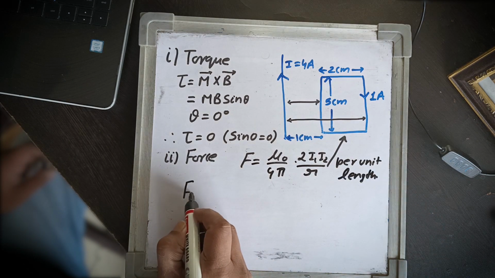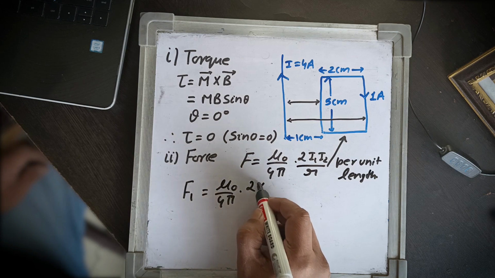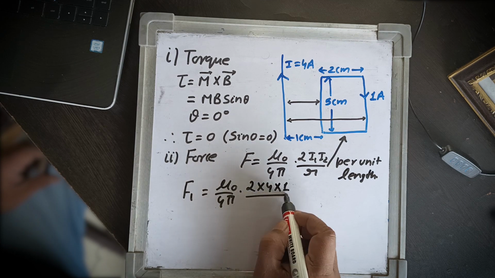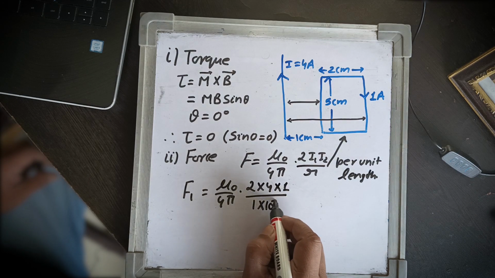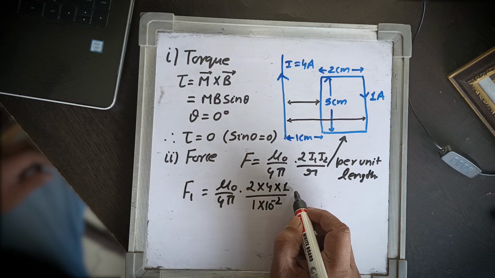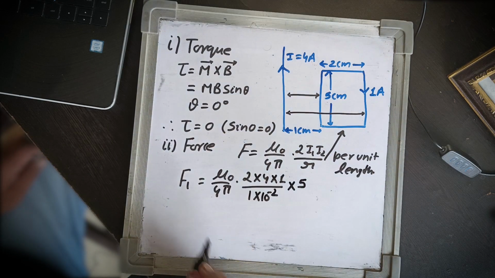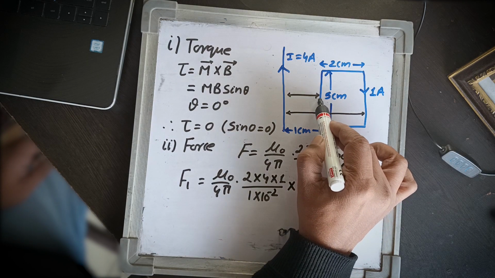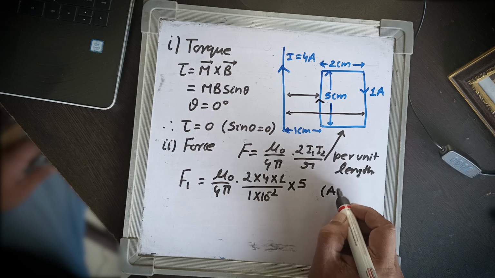So we'll write F1 is equal to mu naught by 4 pi into 2, I1 is 4 ampere, I2 is 1 ampere, upon the distance between them, which as you can see is 1 centimeter, so 1 into 10 raised to the minus 2, per unit length, multiplied by 5 for the length of the wire. In this case, we find that the currents are flowing in the same direction, so we can say this is an attractive force.